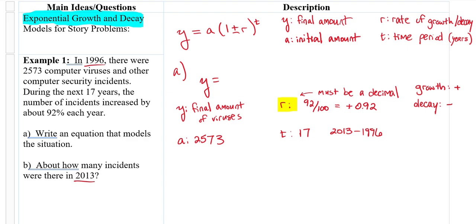So finally, we can do part A. So I'm actually going to erase this here so you can see it better. So here's what our formula is going to look like. It's going to be y equals 2,573 times (1 plus 0.92) raised to the 17. So for part B, we're just going to answer that. We're going to take that 1 plus 0.92 raised to the 17.